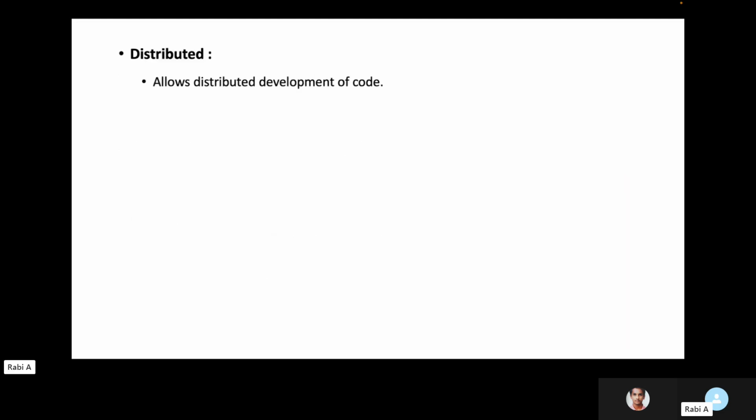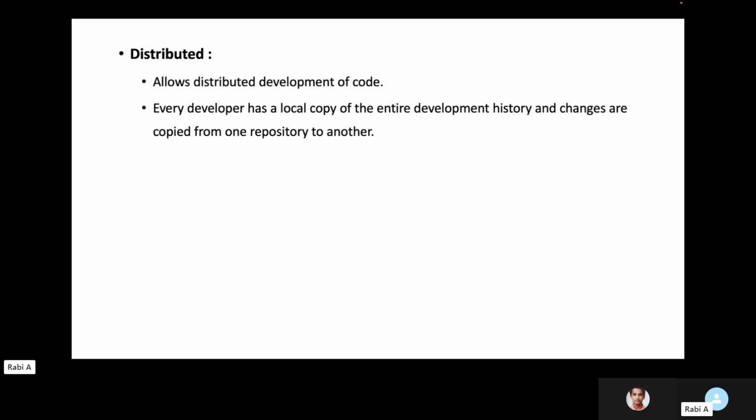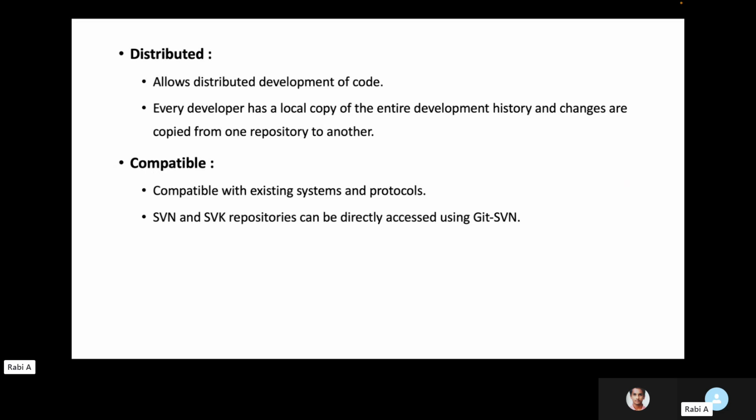Now, when we talk about the features, one is that it is distributed. It allows distributed development of code. Every developer will have a local copy, a local repository of the entire development history, and changes are copied from one repository to another, from your local repository to the central repository, or from the central repository to the local repository. Then compatible, so compatible with existing systems and protocols. SVN and SVK repositories can be directly accessed using Git SVN. So you can use it with any system you want.